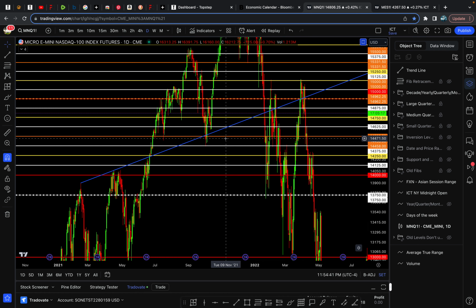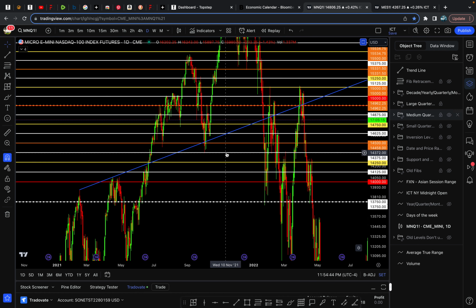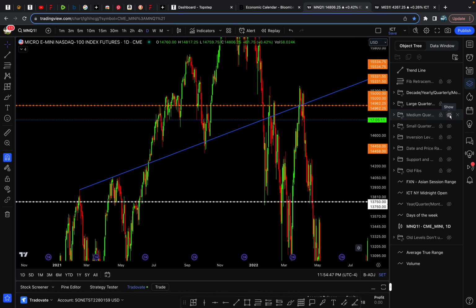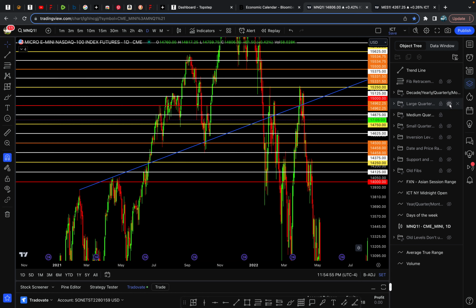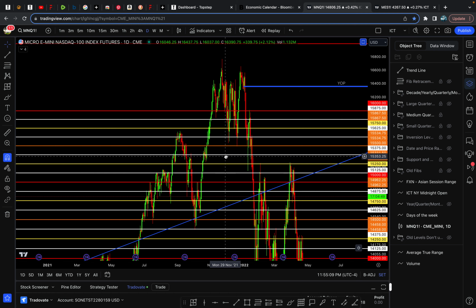The most significant levels are obviously these levels. On this scale, the red is the most significant, and then the orange would be slightly less, one step down from that. So you had a bounce off of this huge bounce.